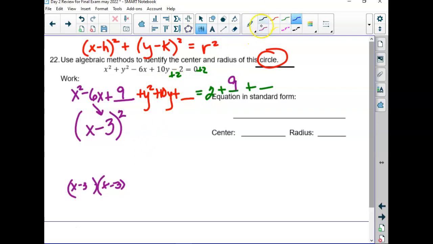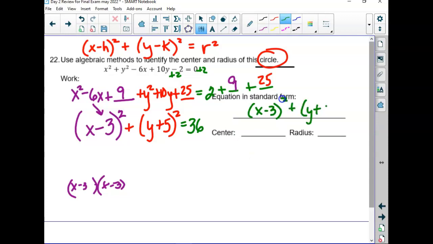And then if you just repeat that quickly with the y's, you take half of 10 and get y plus 5 squared. What goes in this blank, guys? 25, and 25 will go over here. So then this side, I'm not guaranteeing that's a perfect square on the final, I don't remember, but 25 plus 9 is 34 and 2 is 36, so this one comes out a nice square. So we end up with the form x minus 3 squared plus y plus 5 squared equals 36.